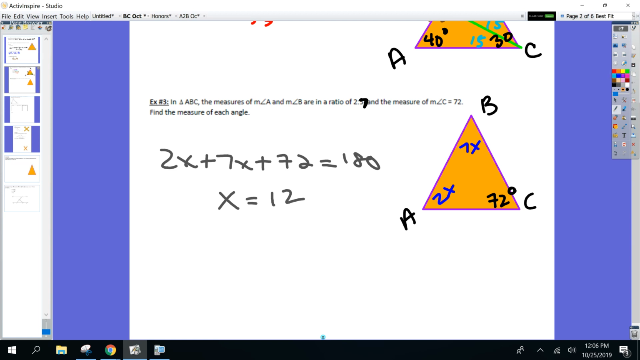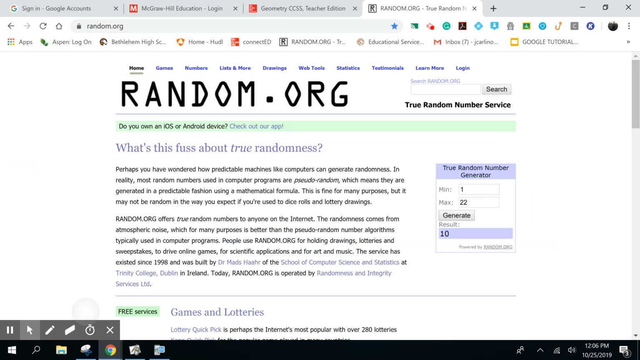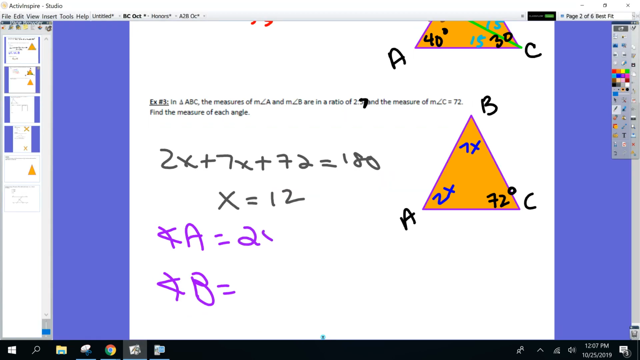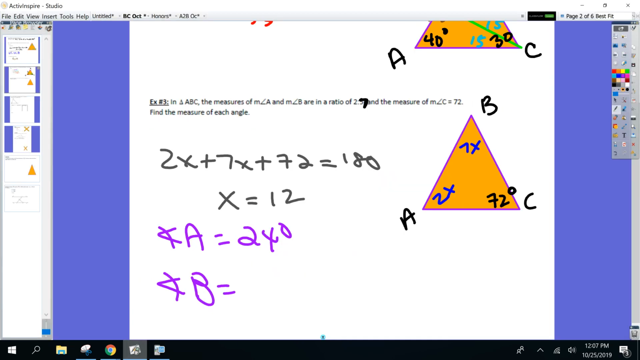All right, and then it says find all the angles. I'm not going to ask for angle C already. We know that, but I will ask for angle B's measure and angle A's measure. So go back, plug in for X. Angle A, 24. Nice job. And how about angle B? 84 degrees. 5-second check. 24 plus 84 plus 72. Hey, it gives me 180. I must be doing right.